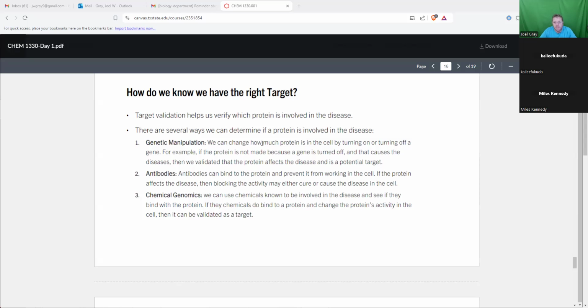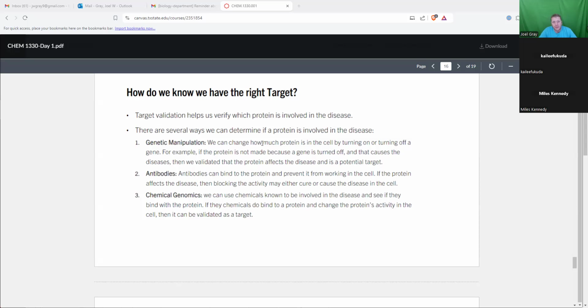If the protein is not made because it is knocked out, then you have a sense of what the impacts of that are. Well, is this disease caused by this protein not being present? Or is this disease caused by this protein having some crazy weird activity?